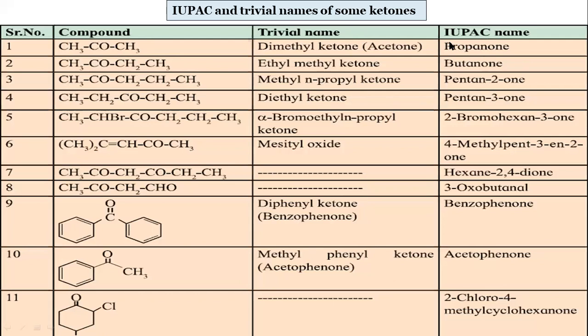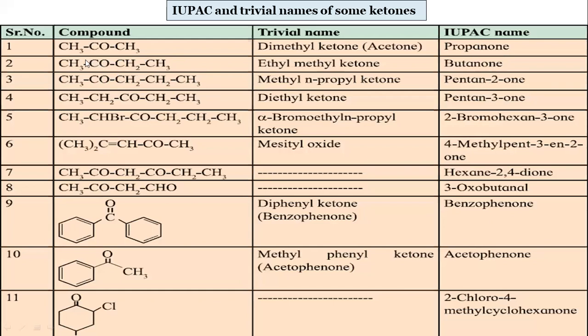Again, the nomenclature system is the same. First, I will explain the IUPAC nomenclature system. 1, 2, 3. 3 carbons are there. That's why the name is propanone. Then this is butanone, because there are 4 carbons. 1, 2, 3, 4. Also, the position of the CO group is important. This is 2-butanone.